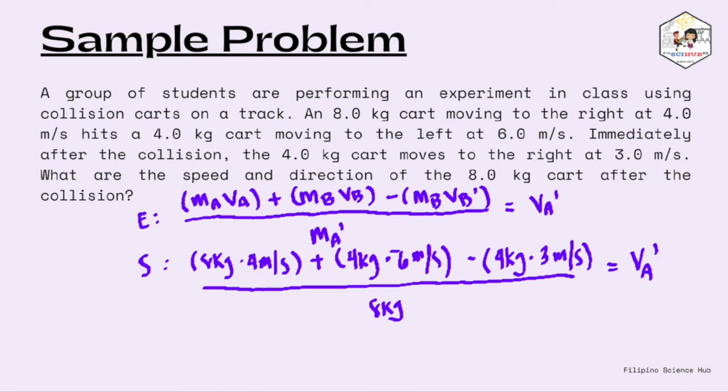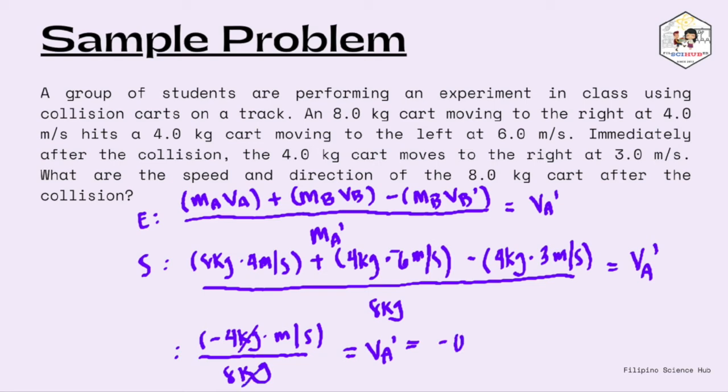And if we simplify this further, we will get negative 4 kilogram meters per second over 8 kilograms is equal to the velocity of object A prime. And if we further simplify this, we can cancel kilograms, and we are left with negative 0.5 meters per second. So therefore, this is our answer. This is our final answer.